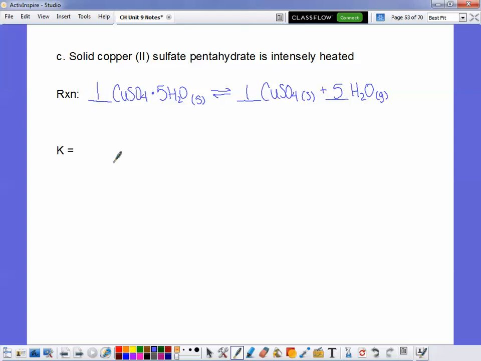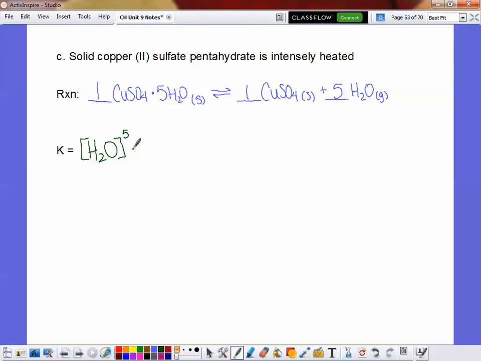So now we're ready to write the expression. What's the only types of substances allowed in the equilibrium expression? Gas and aqueous. So what's the only thing that's going to go in this expression? The water. So it's going to be H2O raised to what power? 5. And you can write over 1 if you really wanted to, but it's not necessary. Okay?